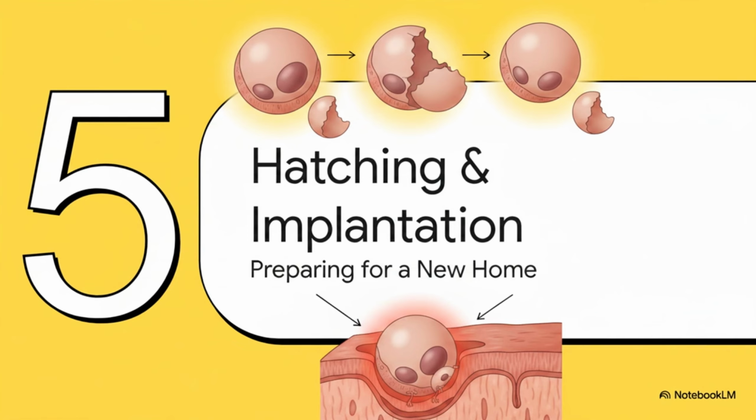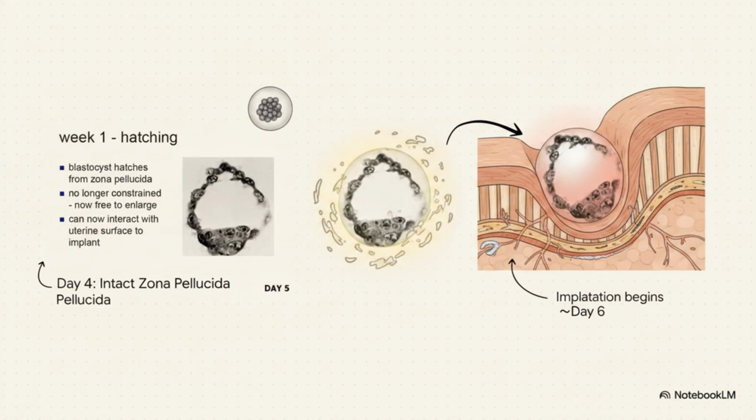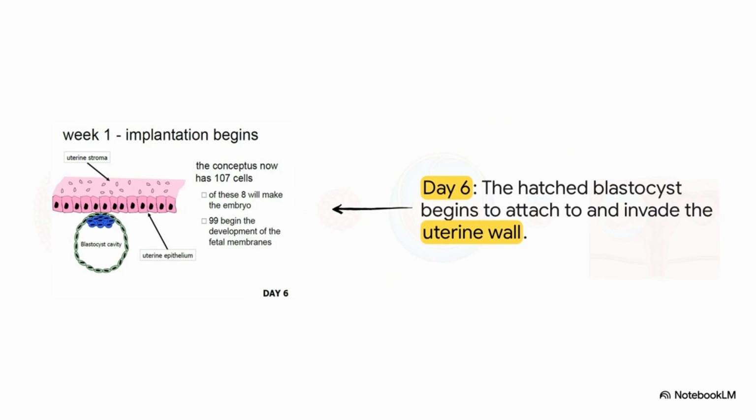And now we've reached the final stage of this crazy first week. The blastocyst has made it to the uterus, but to survive, it has to do 2 things: break out of its shell and attach to the uterine wall. So around day 5, the blastocyst actually hatches. It breaks free from the zona pellucida. This is a non-negotiable step. Without this, the embryo can't grow any bigger, and more importantly, it can't make contact with the uterine wall to implant. And then, by day 6, the blastocyst makes contact. The trophoblast cells, that outer layer, adhere to the uterine epithelium, and this marks the very beginning of implantation, a process that's going to anchor the embryo and create that vital link to its mother.